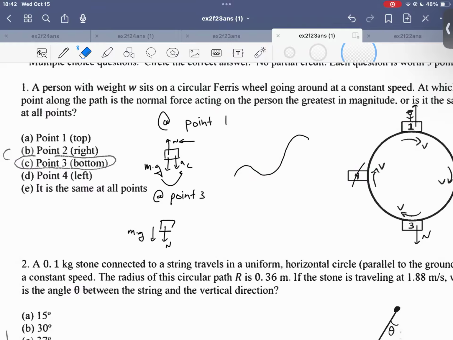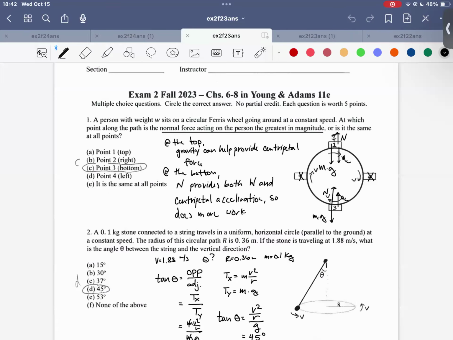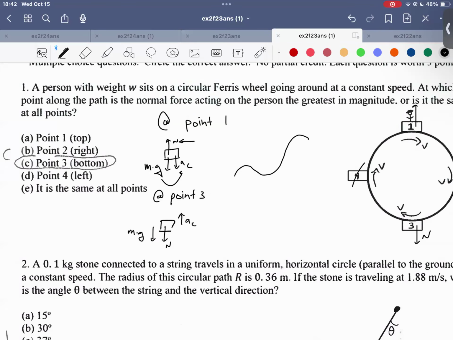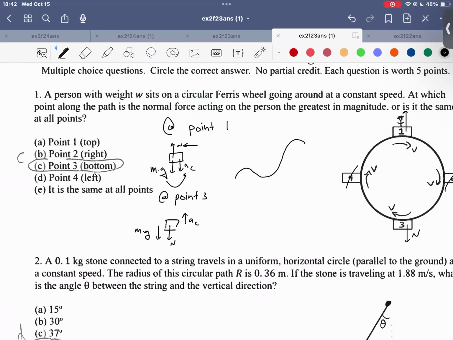Wait, that is wrong. The centripetal acceleration does point upwards. Yeah, you're right about that. So it points upwards. So I guess either way, I just feel like this is easier to think about from a roller coaster perspective, that as you pass through the bottom you feel heavier, and as you pass through the top, it's not. But yeah, thanks for catching that. Sorry about that.